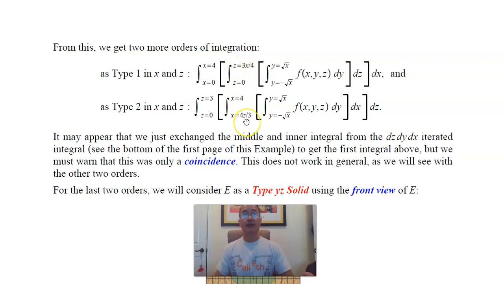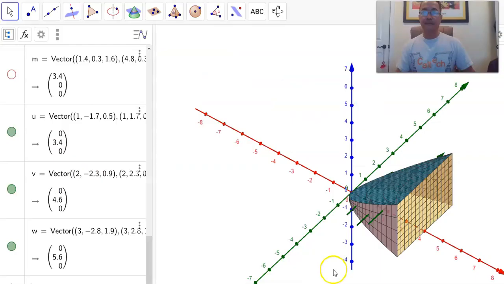X is 4z over 3, and exiting on the right vertical leg at x equals 4. Okay, so we have 2 more orders of integration, and that is going to come from the front view of the solid, saving the best for last. Okay, so we're ready for the front view.